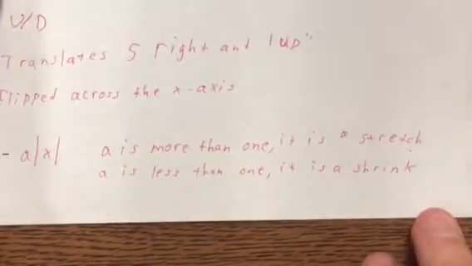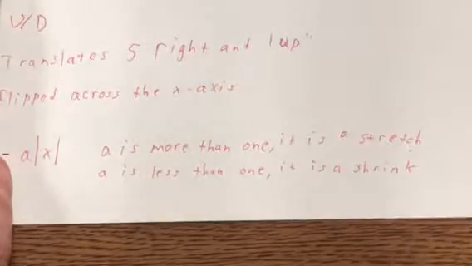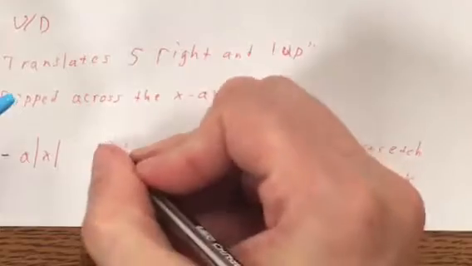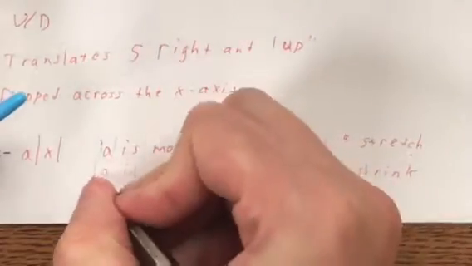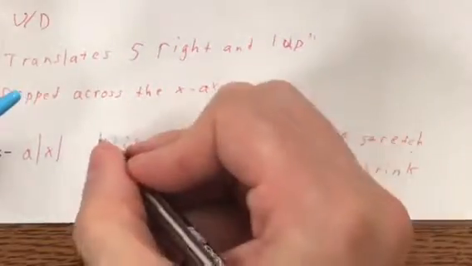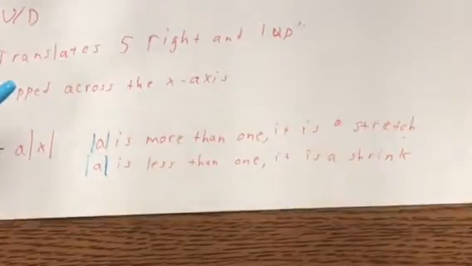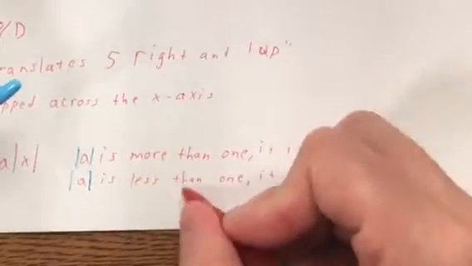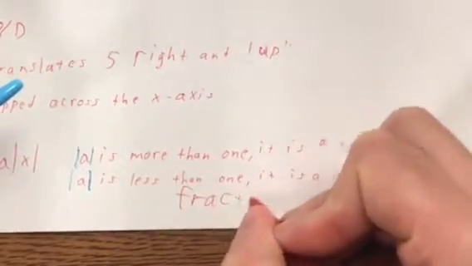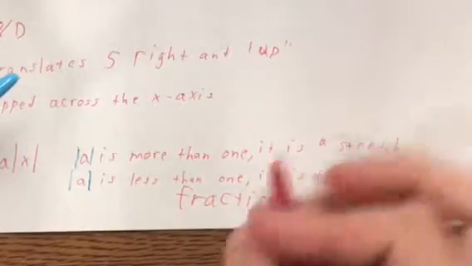Now, I should mention it's technically not true. In real jargon, you would write the absolute value of A is more than 1, or the absolute value of A is less than 1. But really, this is talking about fractions. That's what I'm trying to talk about.